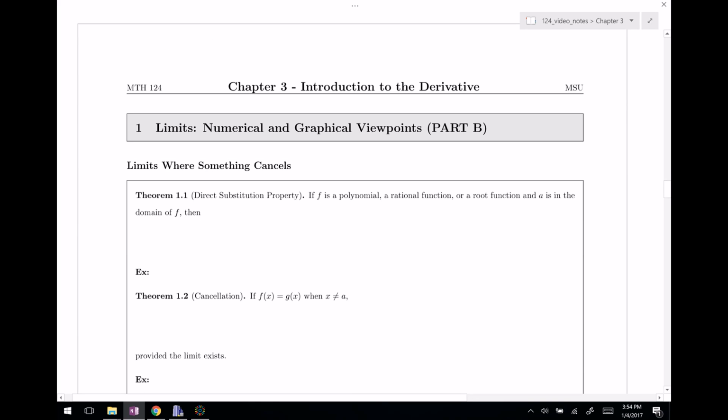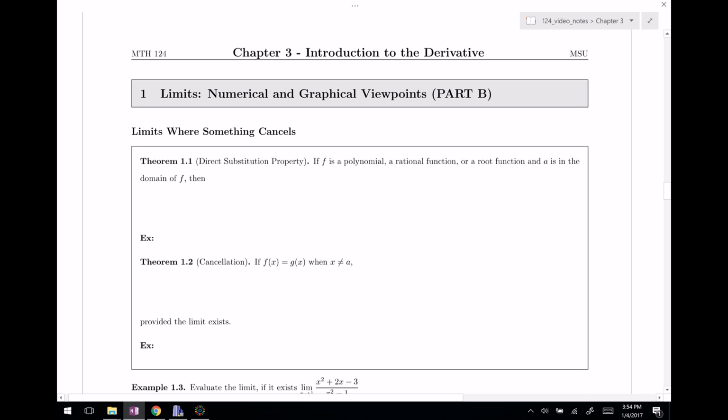And so in order to evaluate these things with a little bit more rigor, we're going to have to use some algebra. So in order to get into this algebraic mindset, we have a few theorems here that I want to go over with you, and then we can get into some real problems. So the first one here is the direct substitution property.